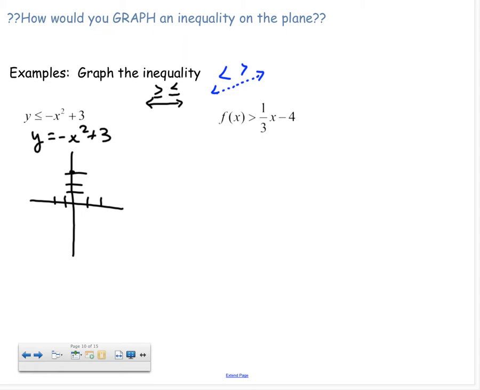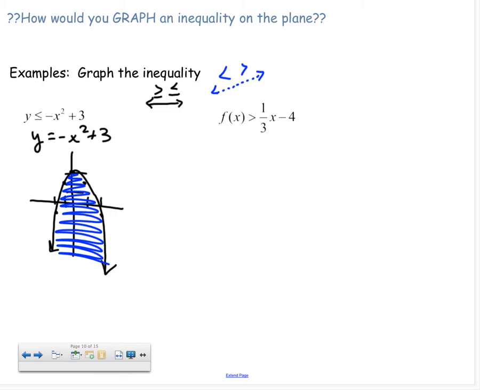So the normal shape of a parabola is over 1, down 1, over 2, down 4. So I'm going to graph this parabola as good as I can. There's the line y equals negative x squared plus 3, but we don't want to graph y equals negative x squared plus 3. We want to graph y as less than or equal to. Where are things less than the parabola? Things are less than the parabola below the parabola. So all of these points that I've shaded are our solution set.